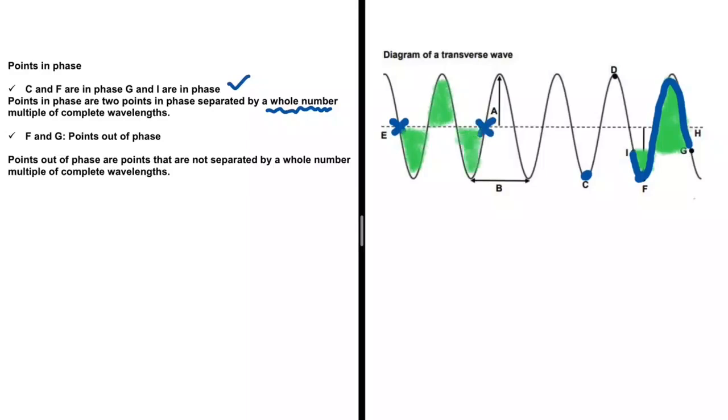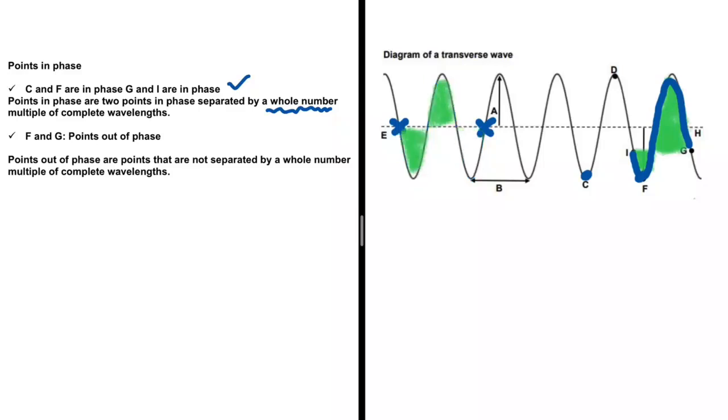Are these 2 points in phase? No, they are not, because they are no longer separated by a whole number of wavelengths. Now we have 1.5, because this is one wavelength and this will be a half. So now they're separated by 1.5 wavelengths. So we cannot say that they are in phase because they're not separated by a whole number of wavelengths.